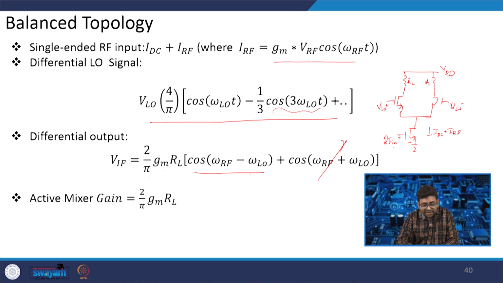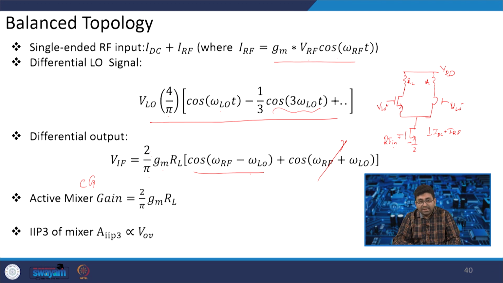So, this is an active mixer gain, and we should write it as a conversion gain, which is given by 2/pi Gm into RL, and that we have already seen in the previous cases also, or for the Gilbert cell also it is the same. And your IIP3, as we have discussed while discussing the low noise amplifier, is proportional to the overdrive voltage of the input stage.